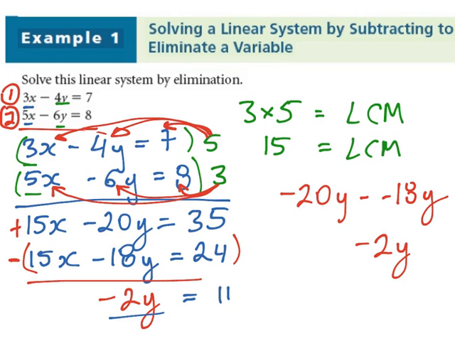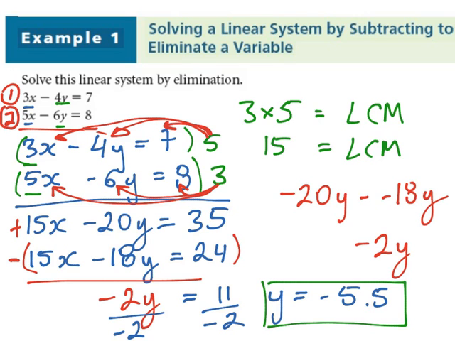Then the other part is to solve for y. We have one equation and one unknown. We can solve for y. We divide both sides by -2, and therefore y becomes 11 divided by -2, which is -5.5. This is your y value.